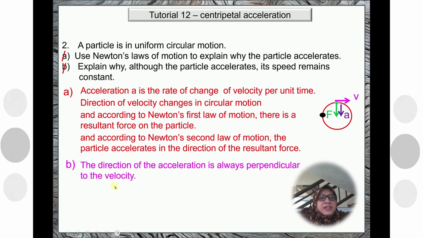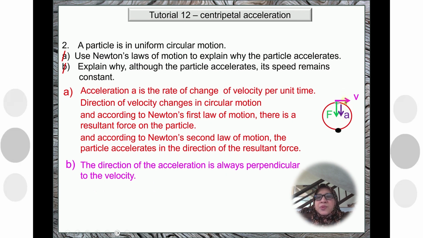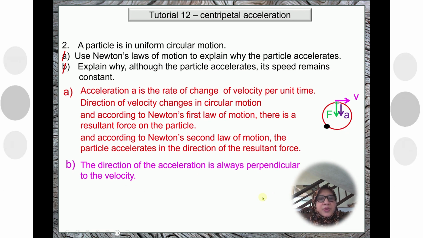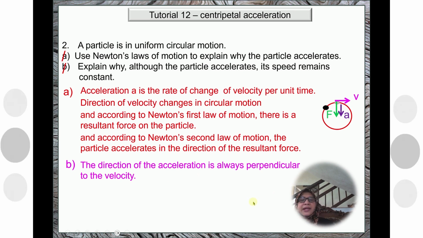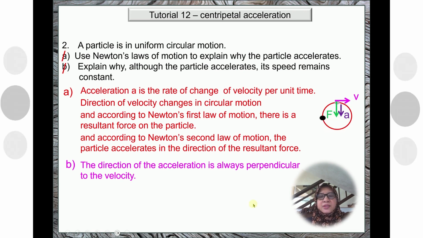Because the direction of the acceleration is always perpendicular to the velocity. You can see here the acceleration is always perpendicular to the velocity. So we discuss in terms of a diagram why acceleration is perpendicular to velocity. The acceleration is directed towards the center of the circle.